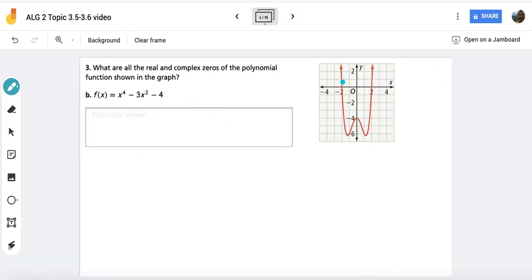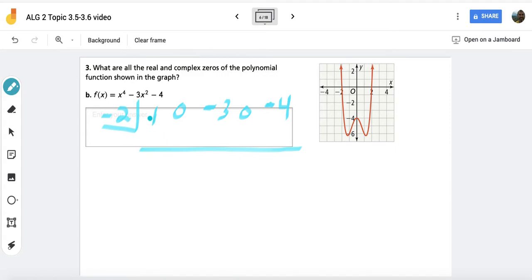I'm going to take one of the roots, which is negative 2, and plug that in using synthetic substitution. I have 1x to the 4th, 0x cubed, negative 3x squared, 0 x's, and negative 4 for the constant. Okay, when I plug in negative 2, let's see what I get for a result.